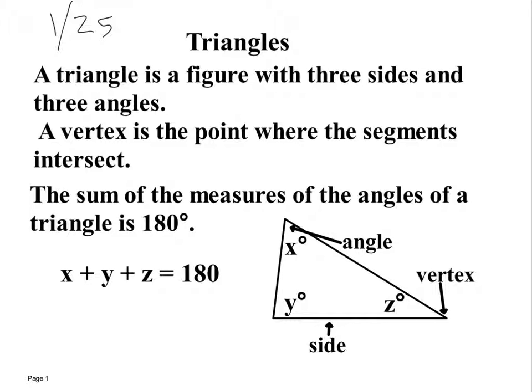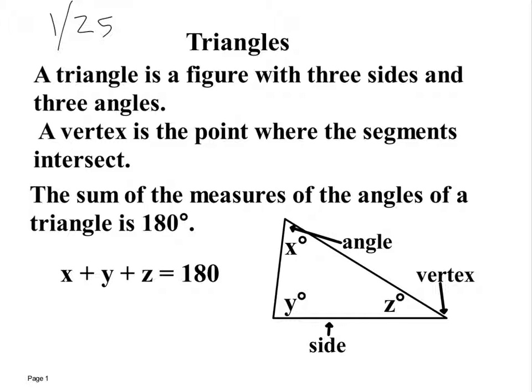The sum of the measures of the angles of a triangle. If you add up every angle, the three angles of a triangle, you get 180 every time. It has to be 180. If you didn't get 180, you did something wrong, because a triangle has to add up to 180. And you can see this is angle X, this is angle Y, this is angle Z. X degrees plus Y degrees plus Z degrees gives you 180 every time.